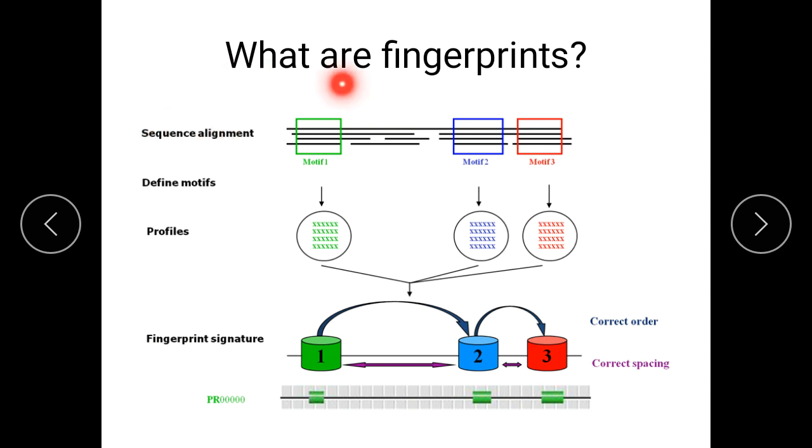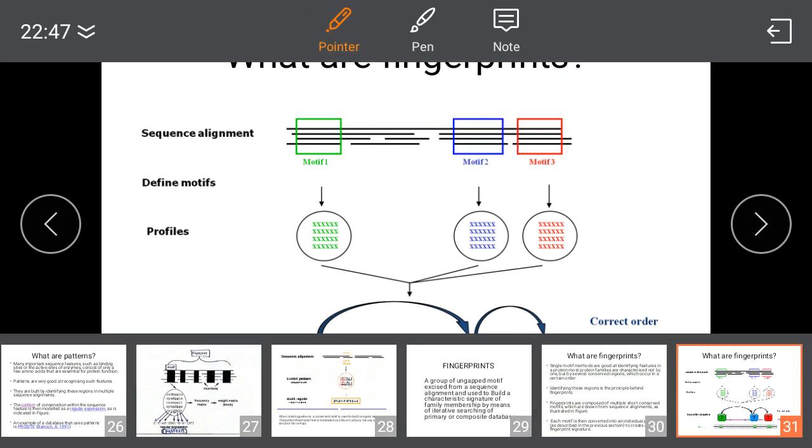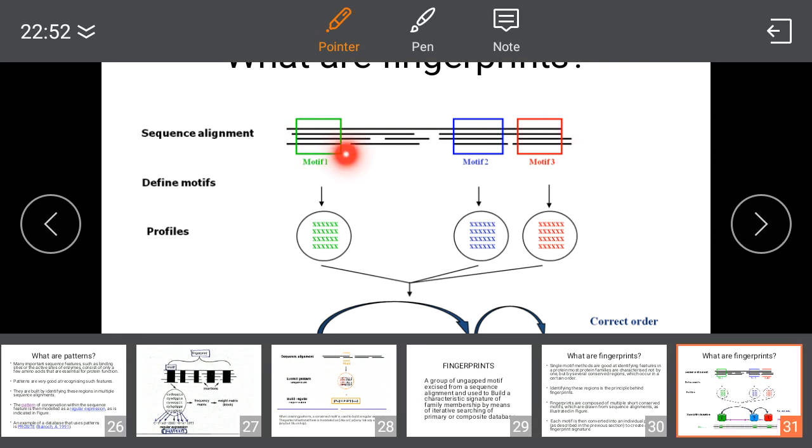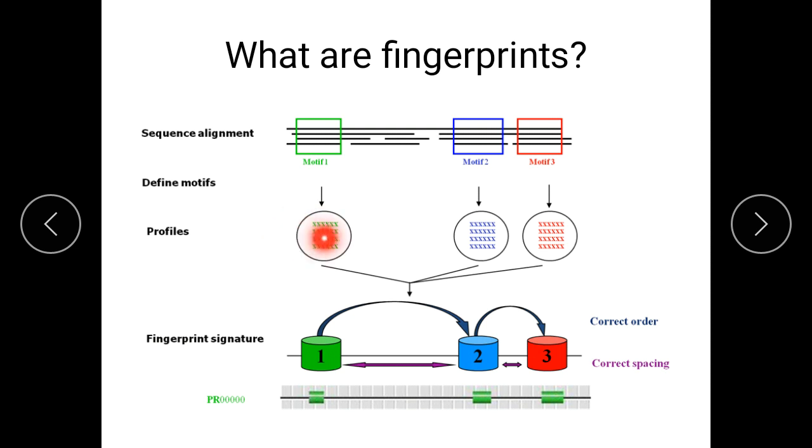Suppose this is a sequence alignment. You will find this is one motif, this is another motif, and this is another, meaning these are the conserved regions. One can call each a motif, so there is a specific pattern. That pattern is stored in the profile database. In the profile database, motifs or conserved domains are present, and all are merged together, which is called a fingerprint. So a fingerprint is nothing but the combination of all the profiles, and all the profiles are built from the many motifs.